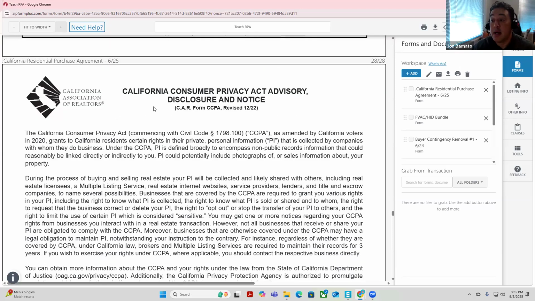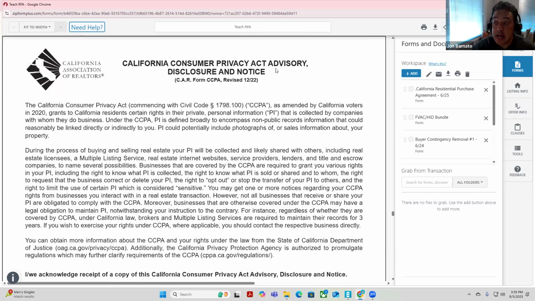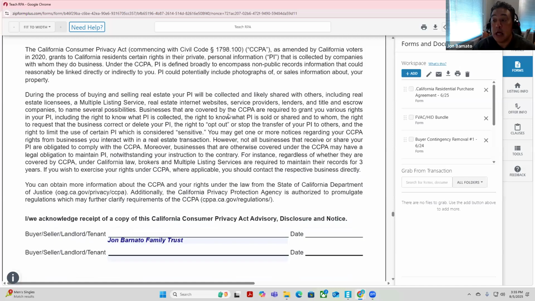Which goes to the next form, Consumer Privacy Act Advisory Disclosure Notice. This says, you, as a real estate agent, you must protect your client's data. Not only that, you have to be careful. You have to have virus software. You have to have firewalls. You shouldn't be on Starbucks open network with your laptop doing transactions. Does that make sense? And if you don't, and there's a breach, you may be liable.